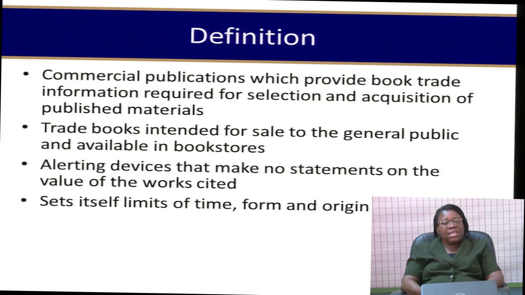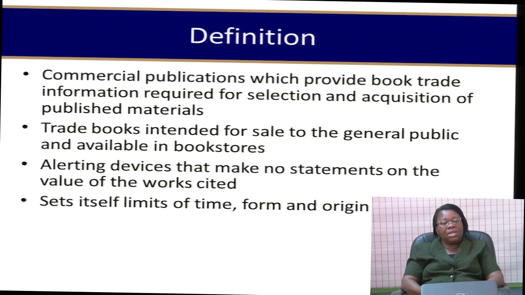They are listing devices that make no statement on the value of the works cited. By this, we mean that they just list simply the works which are available from their publishing houses. They provide no evaluation or any summary of the particular listed material. And as a bibliography, it sets itself limits of time, form, and origin. You recollect that we looked at what time, form, and origin means under the first topic.